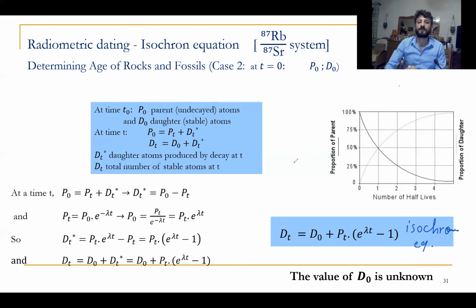Isochrone Equation. At this point, as you know, in general, we can calculate Dt and Pt by mass spectrometer, but we don't have any idea about the initial value of stable atoms. So in this case, we have to follow a method to calculate D0. How can we calculate it?